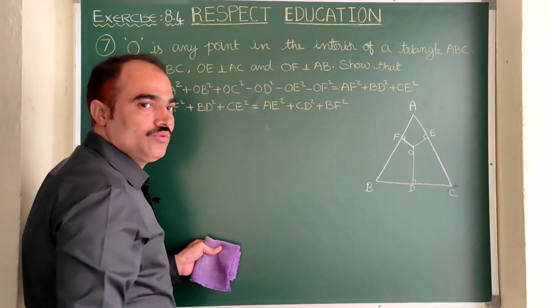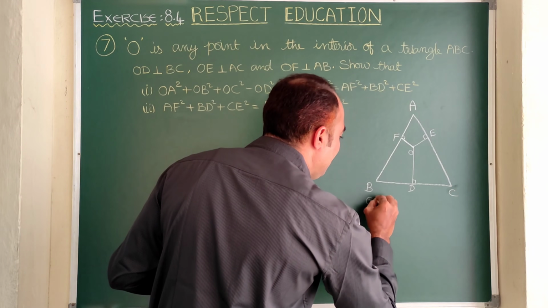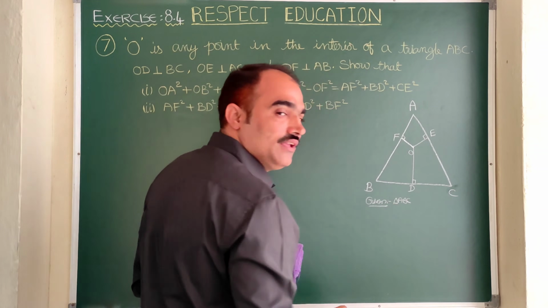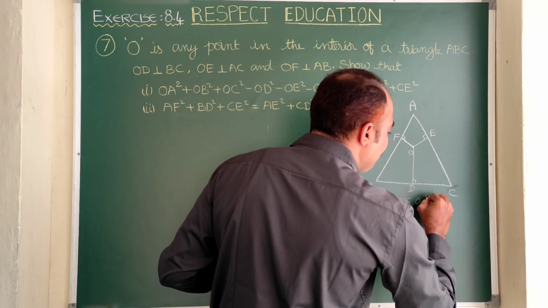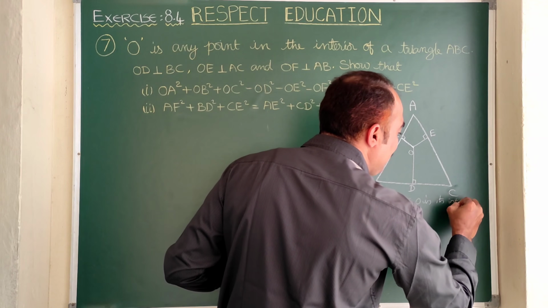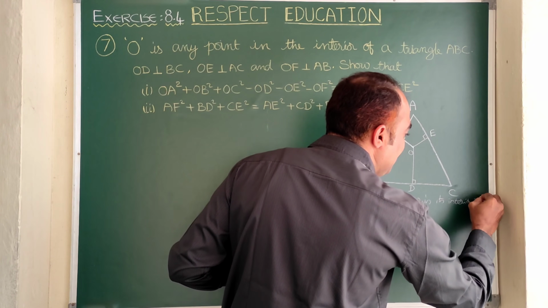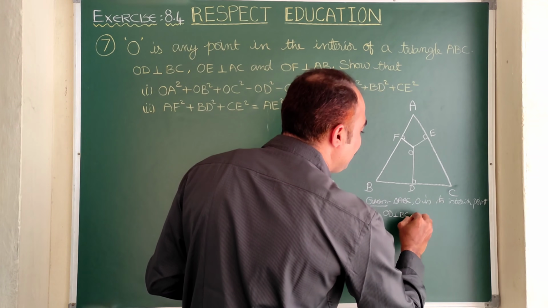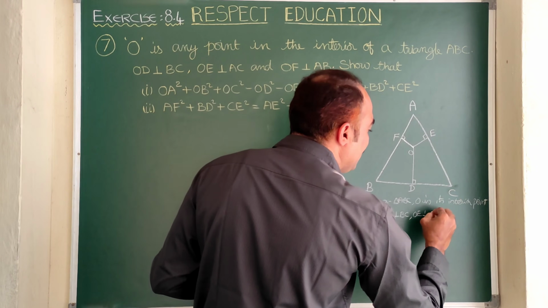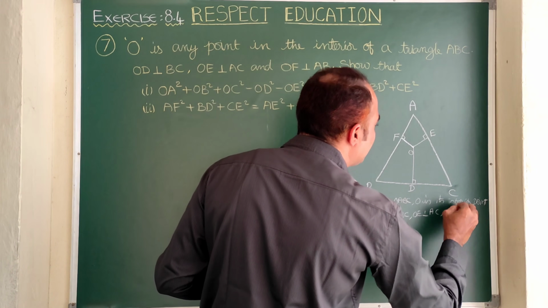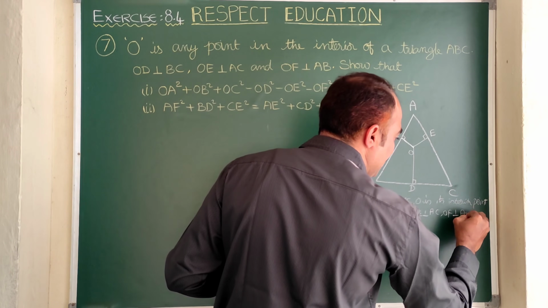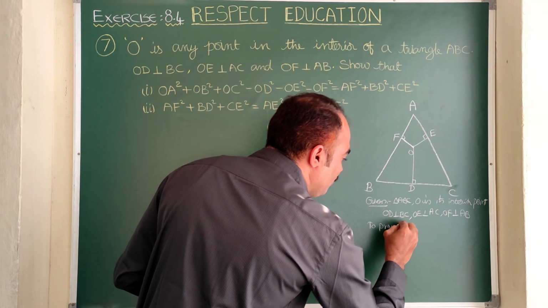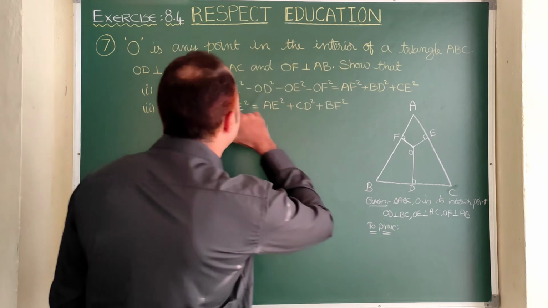Now, these are the things to be proved. So, let us write here. Given: triangle ABC and O is its interior point, and here OD is perpendicular to BC and OE is perpendicular to AC and OF is perpendicular to AB. Right. So here, to prove, we need to write them as it is.